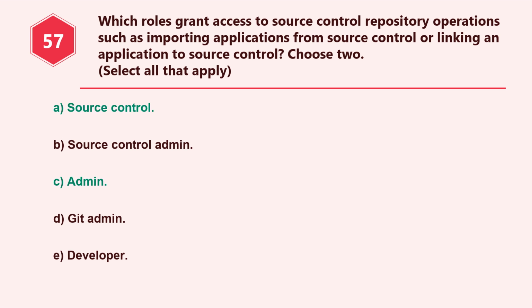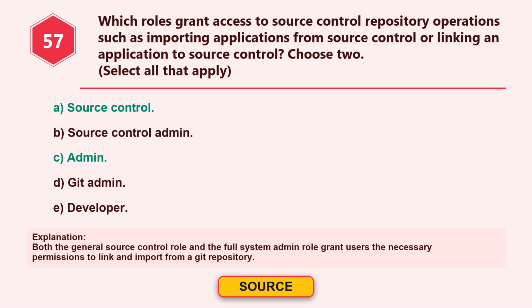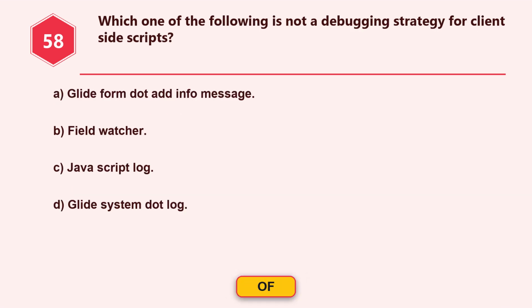The correct answers are options A and C, source control and admin. Both the general source control role and the full system admin role grant users the necessary permissions to link and import from a Git repository. Question 58. Which one of the following is not a debugging strategy for client-side scripts? Option A, g_form.addInfoMessage. Option B, field watcher. Option C, JavaScript log. Option D, gs.log.